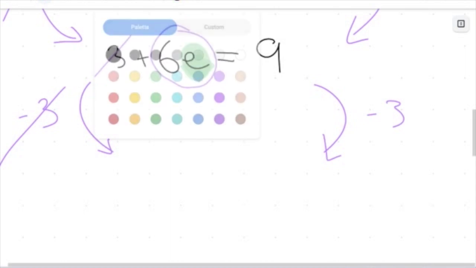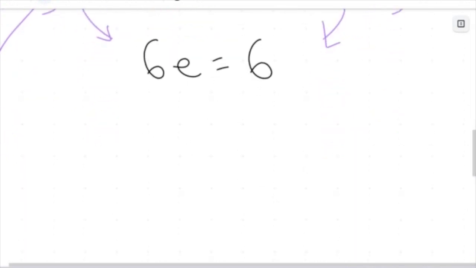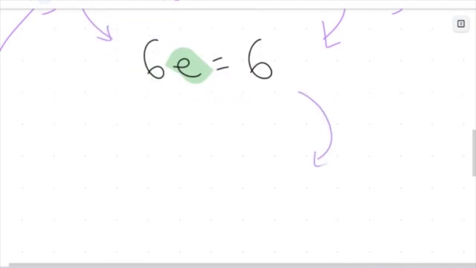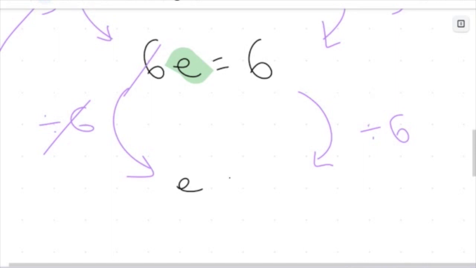So 6e is 6. And here we want a value, a number e, which when multiplied by 6 gives me 6. So I can once again do the opposite here. I can divide by 6, and I get that e equals 1.